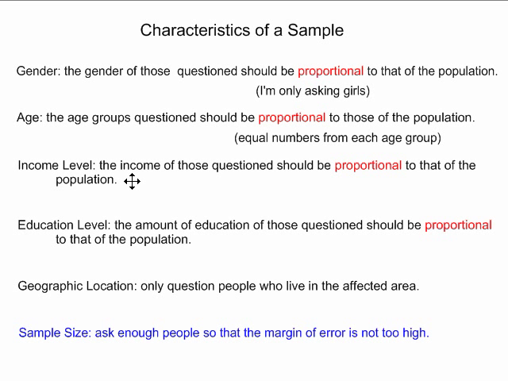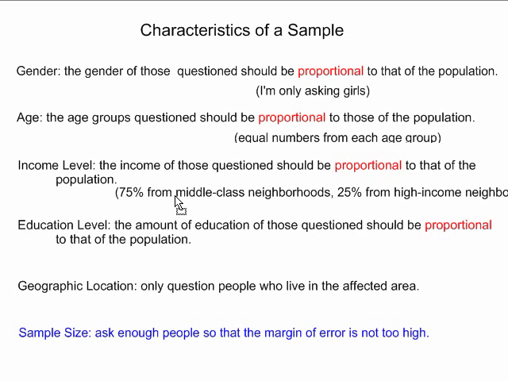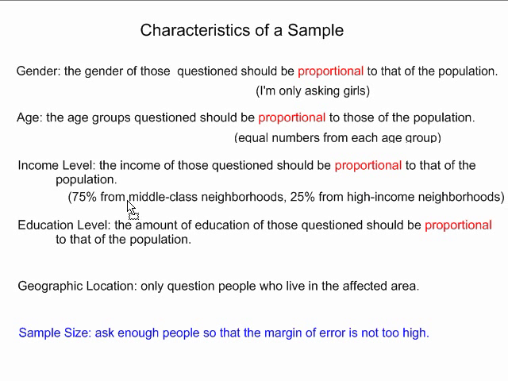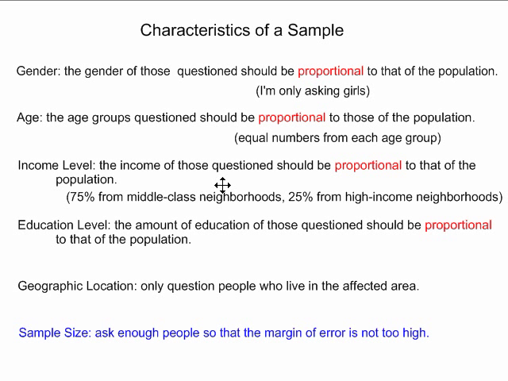How about income level? Decisions about whether you want to take the bus or the train, how you travel to school, might have a lot to do with how much money you have to spend on transportation. So let's say in this case 75% of the students in the school are from middle-class neighborhoods and 25% are from higher income neighborhoods. Well, we will make sure that our sample reflects that. We will ask 75% people from middle-class neighborhoods and 25% from high-income neighborhoods in our sample.